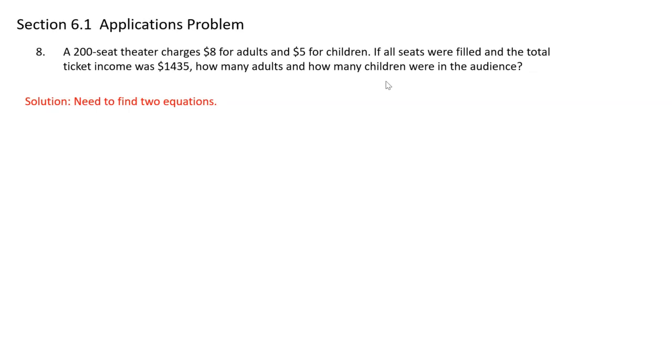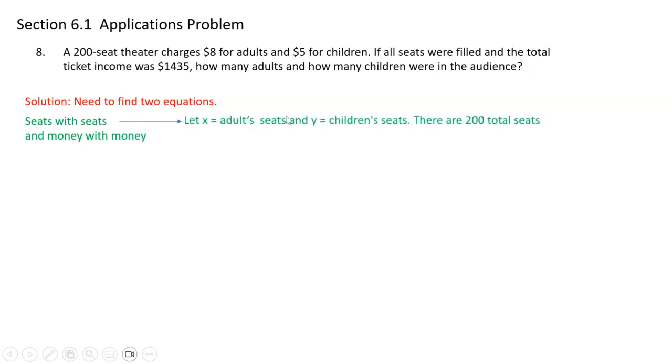I tell my students, you need to find 2 equations. And I tell them, you're going to do seats with seats or people with people and money with money. What does that mean? Let me show you what it means. So I'm going to do seats with seats. We have 200 total seats, right? There's going to be adult seats and also children seats. Since adults are first, I'm going to let x equal adults, and I'm going to let y equal the children.